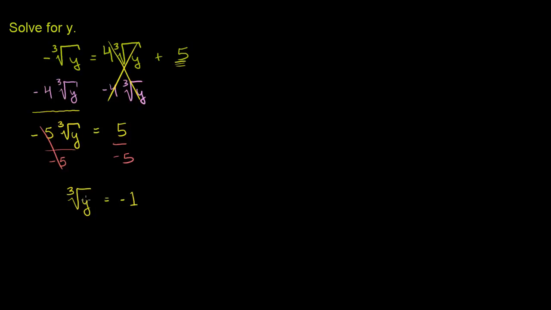Well, the easiest way to solve this is to take both sides of this equation to the third power. Another way to see it, this statement right here is the exact same statement as saying y to the 1/3 is equal to -1. These are just two different ways of writing the same thing. So if we take both sides of this equation to the third power, that's like taking both sides of y to the 1/3 equals -1 to the third power.